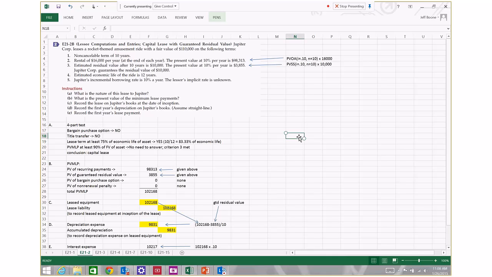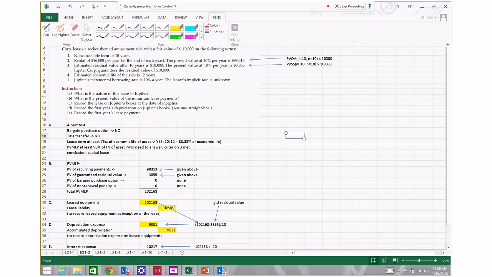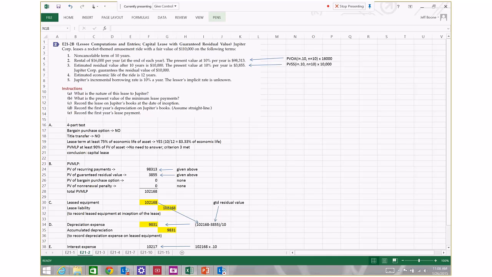So the lease term is for 10 years. It's a 10-year lease. The rental is $16,000 per year, and the rental payments occur at the end of each year. Now that's important for us again because that tells us whether or not when doing present value calculations we need to use an ordinary annuity formula or an annuity due. In this case, since the payments occur at the end of the year, the calculations are going to use an ordinary annuity formula and not an annuity due.